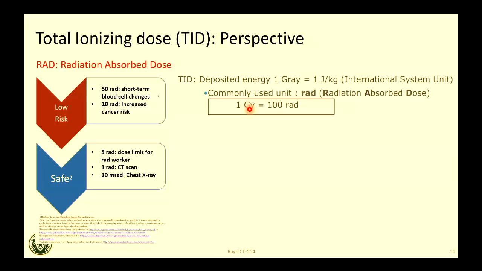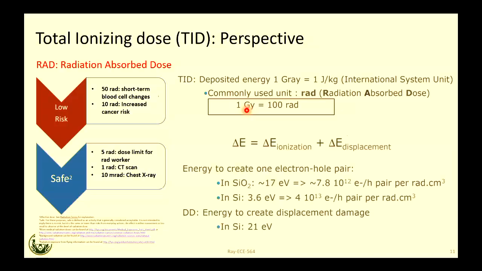For example, for a human being, 10 to 20 gray is fatal. After 10 to 20 gray of radiation absorbed dose, people can die. That's just to give you a perspective. When you do a CT scan, you absorb 1 rad. That means how much gray? 10 milligray. So you absorb that much dose. That's just to give you an idea.